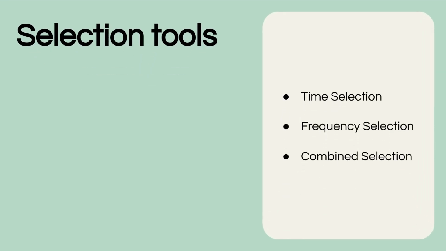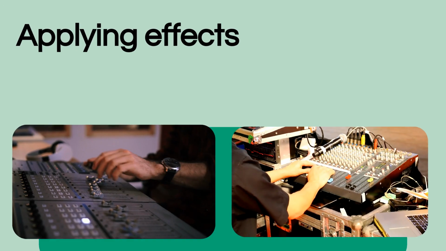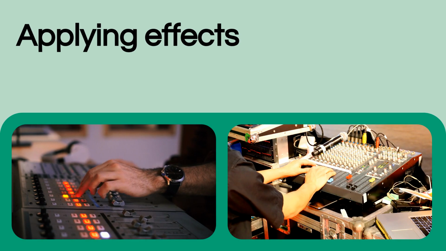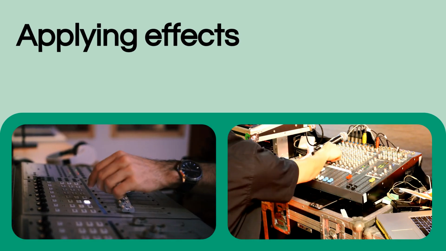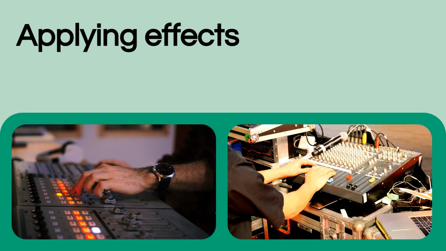Use Audacity's selection tools to precisely select both the time and frequency range of the tone you want to treat. With your selection made, apply noise reduction, equalization, or specialized third-party plugins to remove or dampen the unwanted tone. The spectrogram view transforms your approach to audio cleanup and mastering, giving you surgical precision.